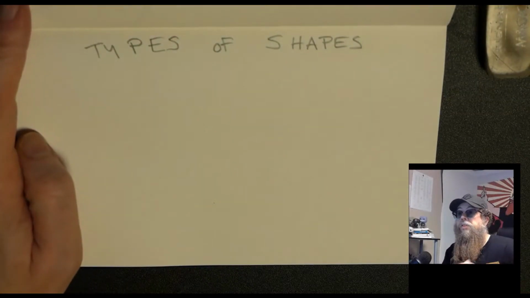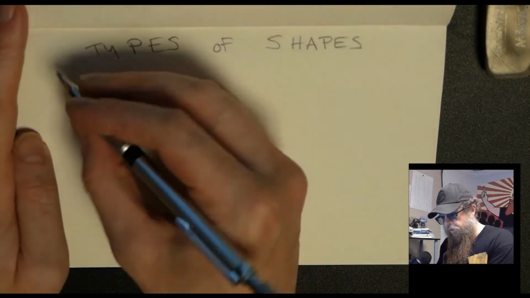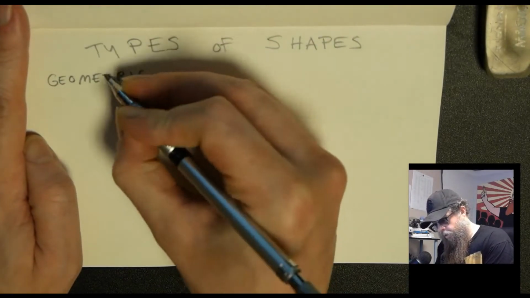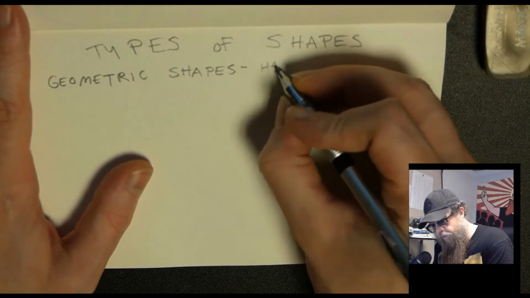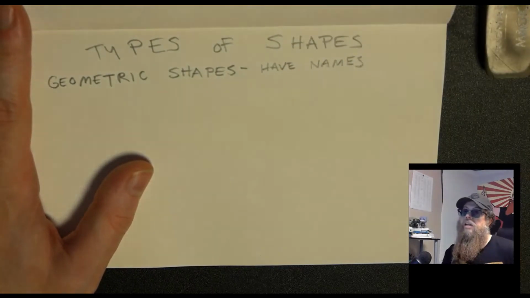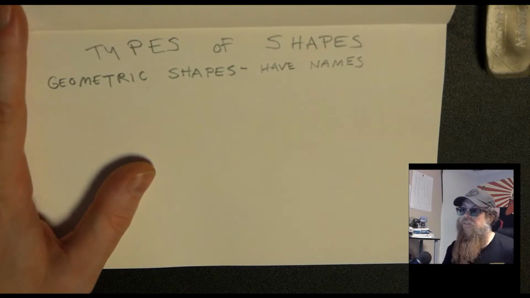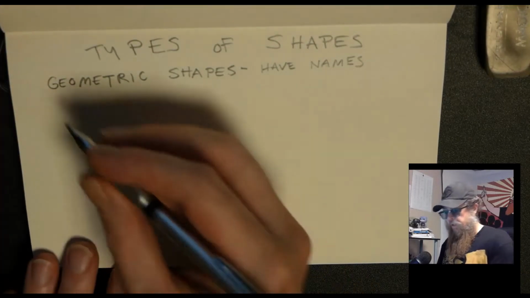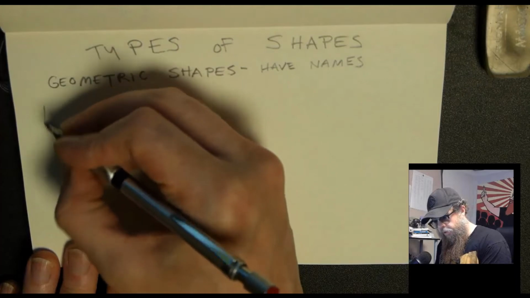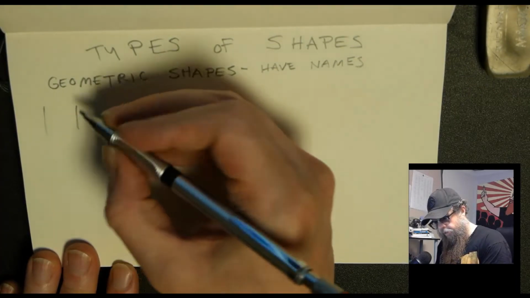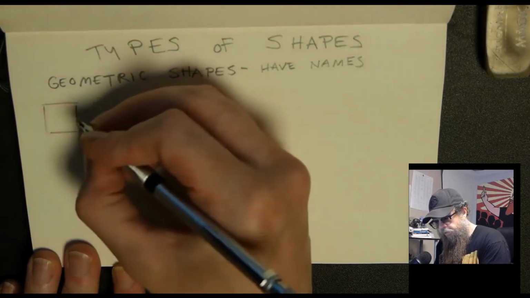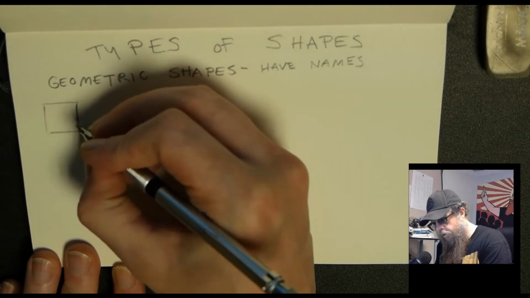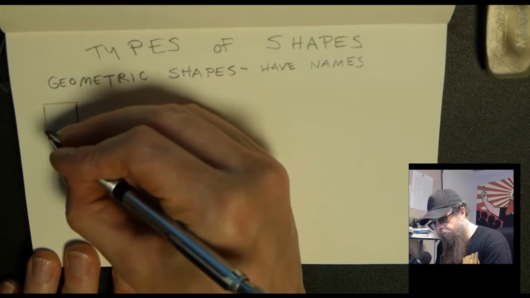Alright, so the first one is called geometric shapes. They're shapes with names. Think for a second. What shapes do you know that have names? And then I'm going to start drawing some. When the sides and top and bottom are all even, and all the corners are 90 degrees, we have ourselves a square.